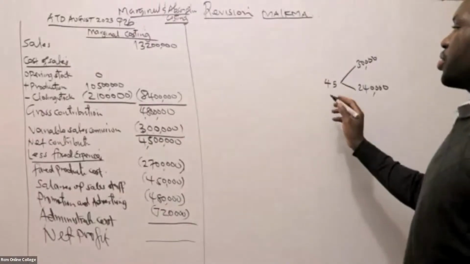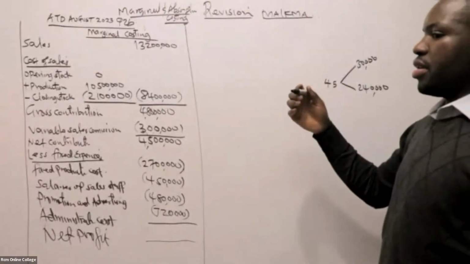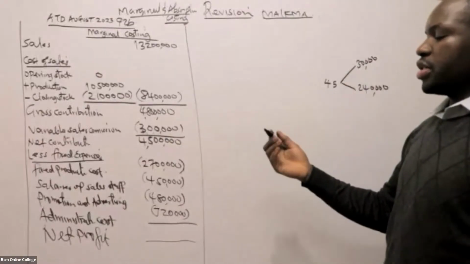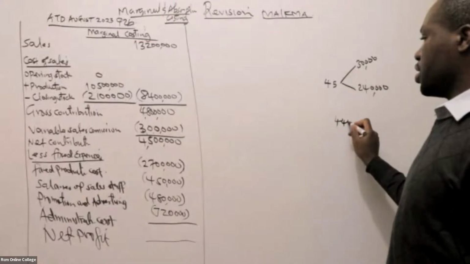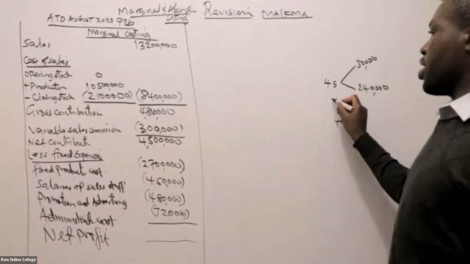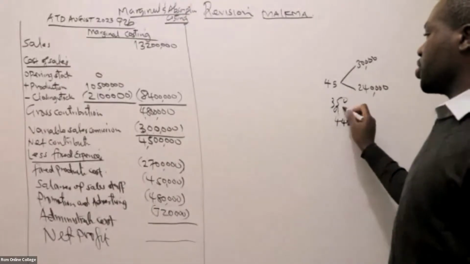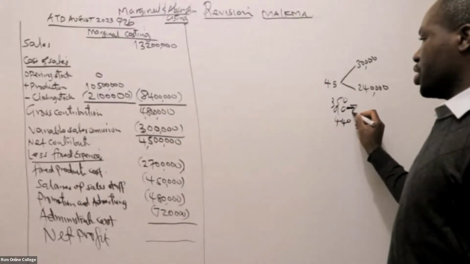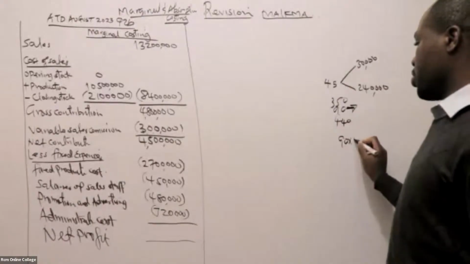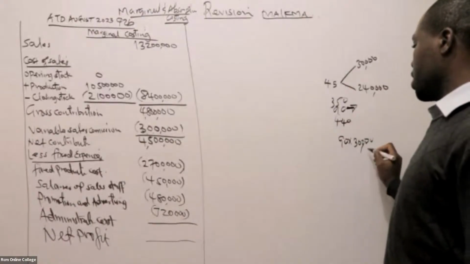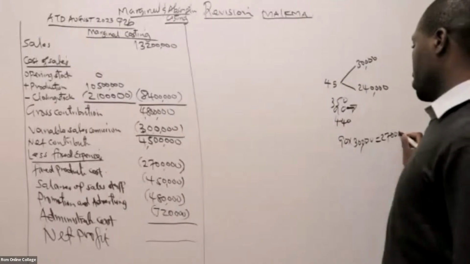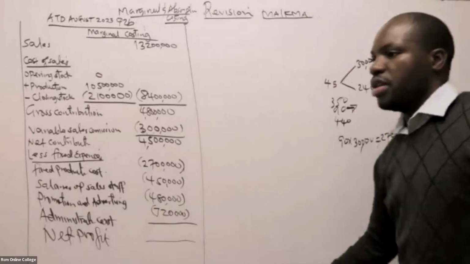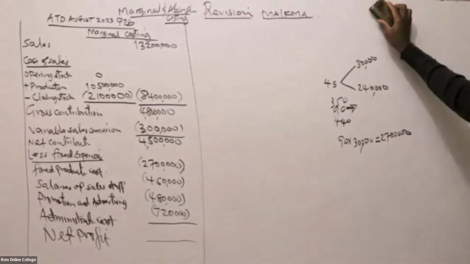Alternatively, we have fixed cost per unit. Look at the absorption cost per unit, we have 440. How did you get the 440? It was the marginal cost plus fixed production overhead per unit. So 90 times the units that were produced also takes me back to 2,700,000. So I hope I've answered your question.